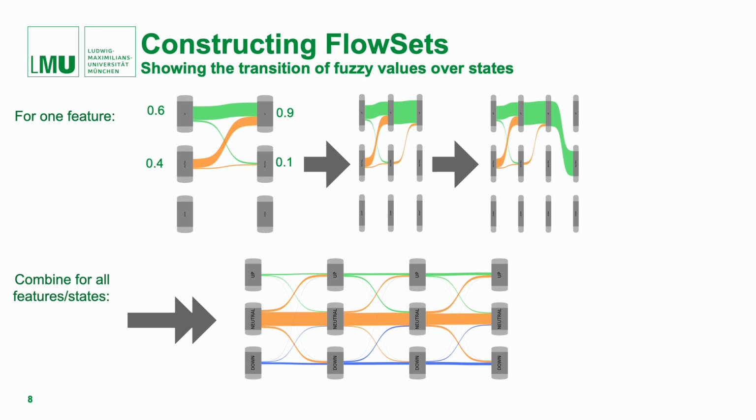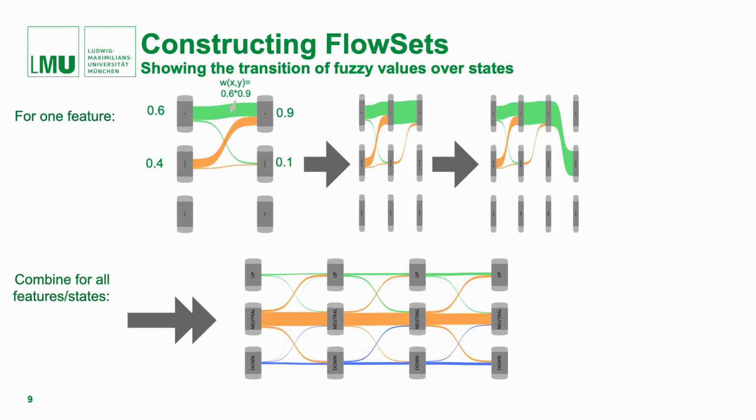We now show the transition of fuzzy values as flows. For a given feature, each node holds the membership of the feature at a given state and class. As in our example on the fuzzification, a fold change of 0.6 is with 0.6 in the upregulated class and 0.4 in the neutral class. In the next state, the feature is with 0.9 in the upregulated class and 0.1 in the neutral class.